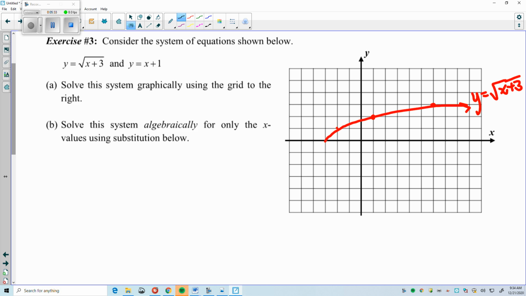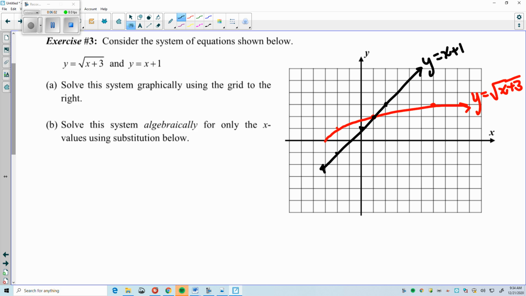Same thing with this y equals x plus 1. This is an equation of a line, slope of 1 shifted up 1 unit. So your y-intercept is at 1, and you have a slope of 1, meaning you go up 1, over 1, up 1, over 1. You could also go down 1, back 1. And so now you would have your equation of your line. Make sure we have arrows and labels.